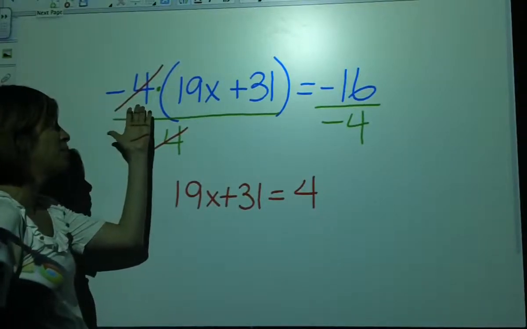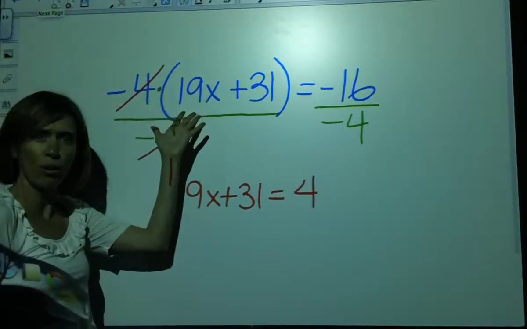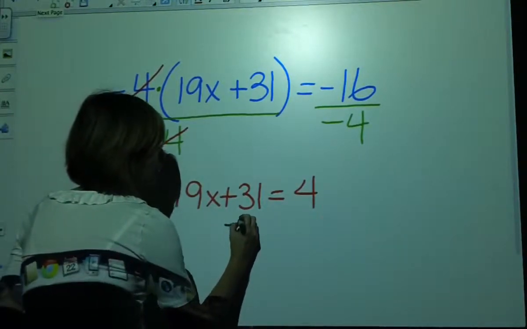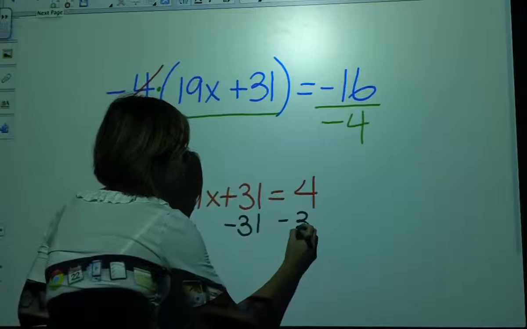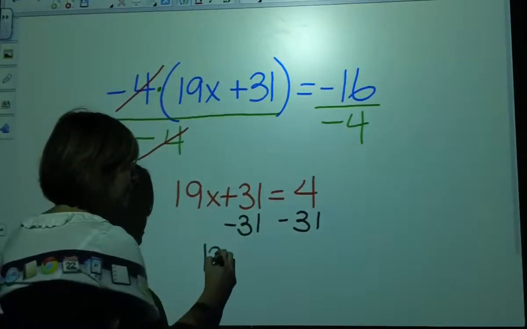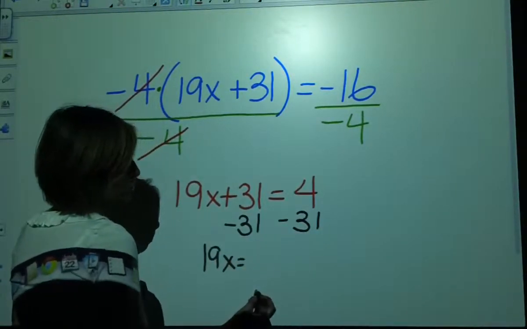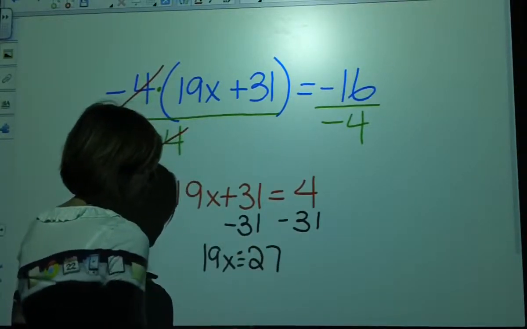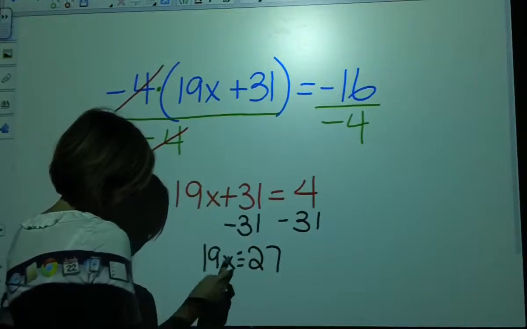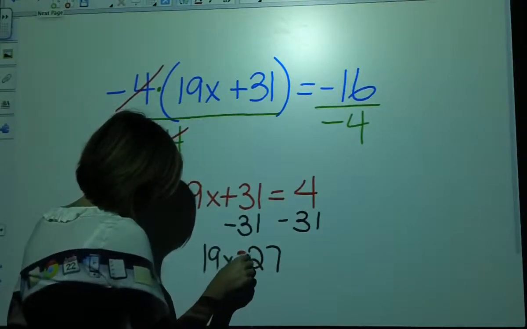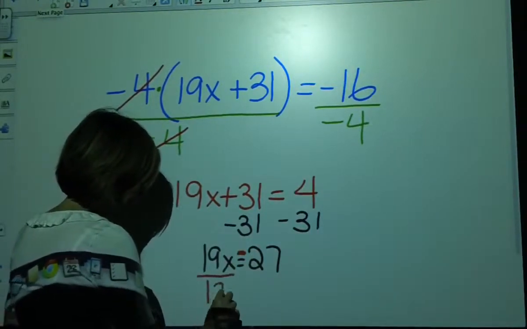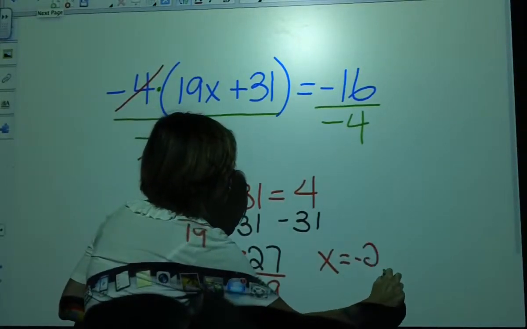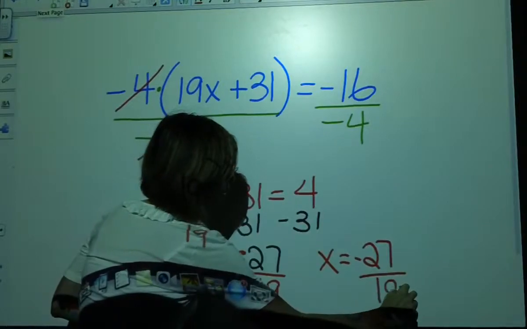If I had multiplied this by -4, I'd have 19 times 4, which is 76, or something like that. So now I'm going to just subtract 31 on both sides. I get 19x equals, what is that, 27? -27. Oops, that doesn't really look like a negative, does it? -27, and then I divide both sides by 19. So x equals -27 over 19.